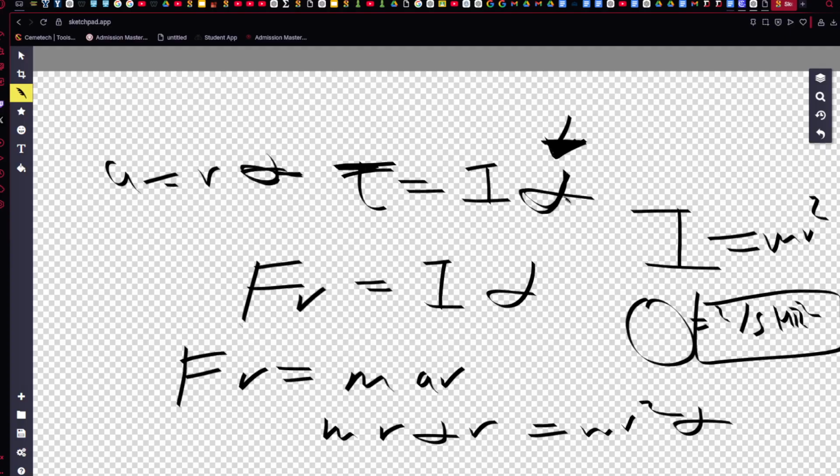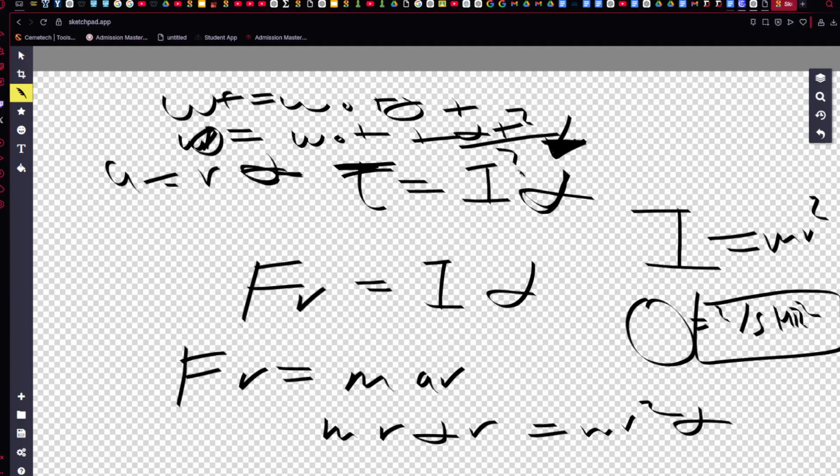And with that, you can use the rotational kinematics that we explained earlier with those formulas such as omega f equals omega o plus alpha t. The second one is theta, which is essentially the equivalent of displacement in meters, and it is equal to that.